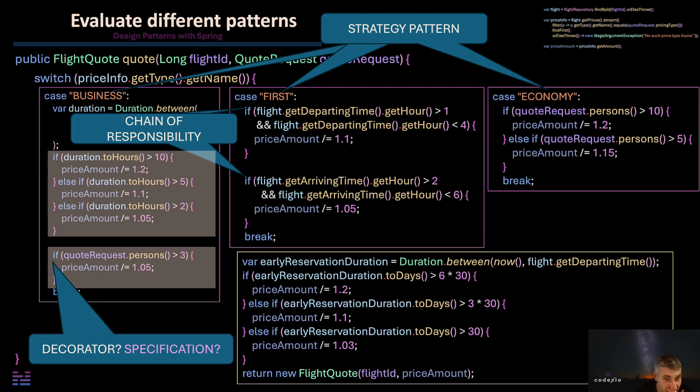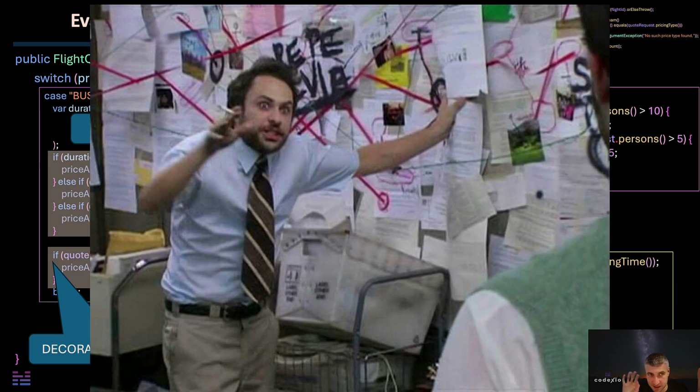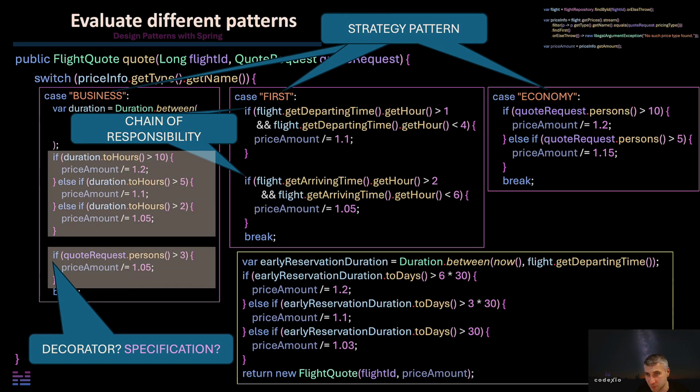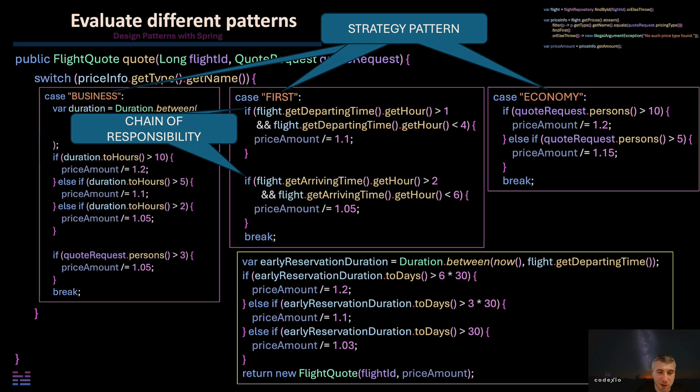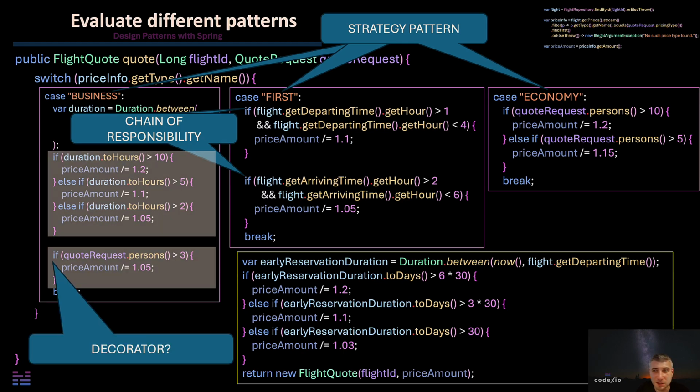At some point, we are going to get something like this, the office. This is the office explanation. So you say, okay Ivan, you crazy? Lots of patterns, lots of if else's. What are we going to do here? Are we going to have a decorator specification? Are we going to have a chain of responsibility? Are we using only strategy pattern? What is it happening here?